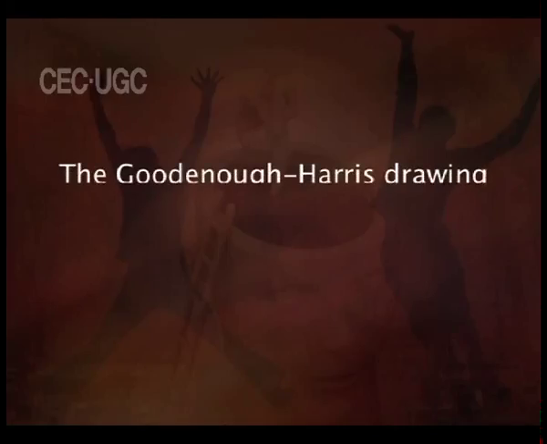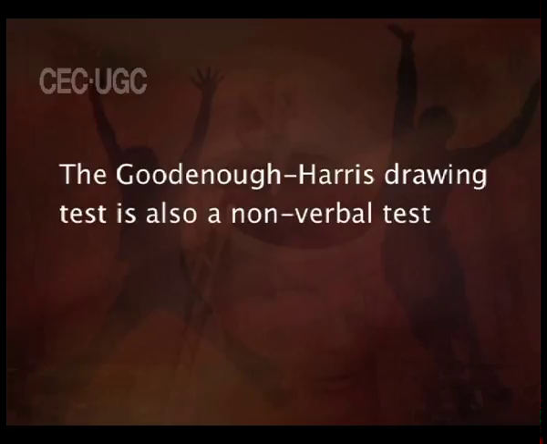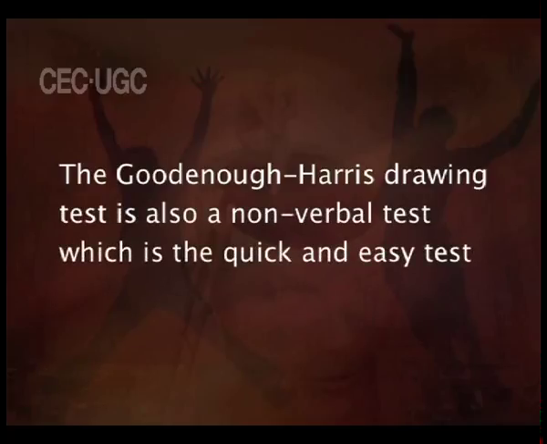Many of the non-verbal tests require people to determine patterns and relationships between abstract figures. The Raven's progressive matrices is a widely used non-verbal intelligence test designed to measure visual spatial reasoning and general intelligence. The Goodenough Harris drawing test is also a non-verbal test which is a quick and easy test for children. These non-verbal tests are generally designed for primary and preschool children and illiterates.